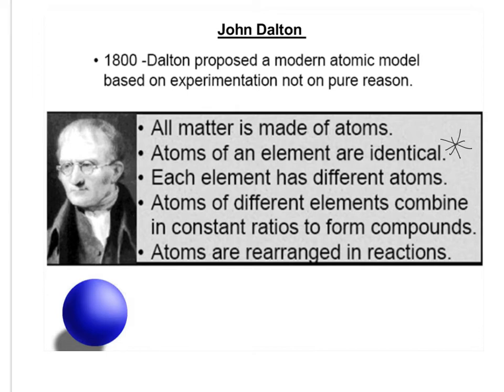Atoms of different elements combine in constant ratios to form compounds. That's true, right? For every 3 carbon, you need 8 hydrogen for this specific compound. And if you change these, then you change your compound. And atoms are rearranged in reactions. That's true. And then this is what Dalton thought the atom looked like, just like a hard, solid sphere.